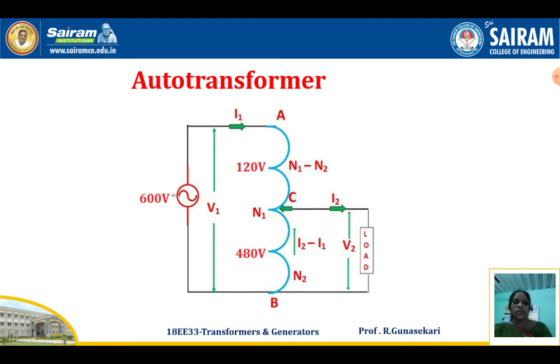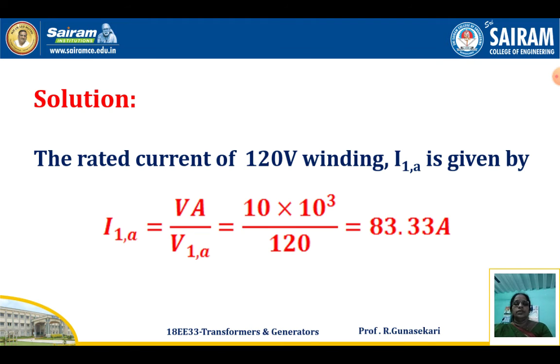V2 is the load voltage, that is the voltage across the load. Current I1 flows through the AC winding, and I2 flows through the load, that is the load current. The current flowing through the BC winding: consider junction C. I2 is leaving the junction and I1 is coming in, therefore the current is I2 minus I1. So for the given data we draw the circuit diagram.